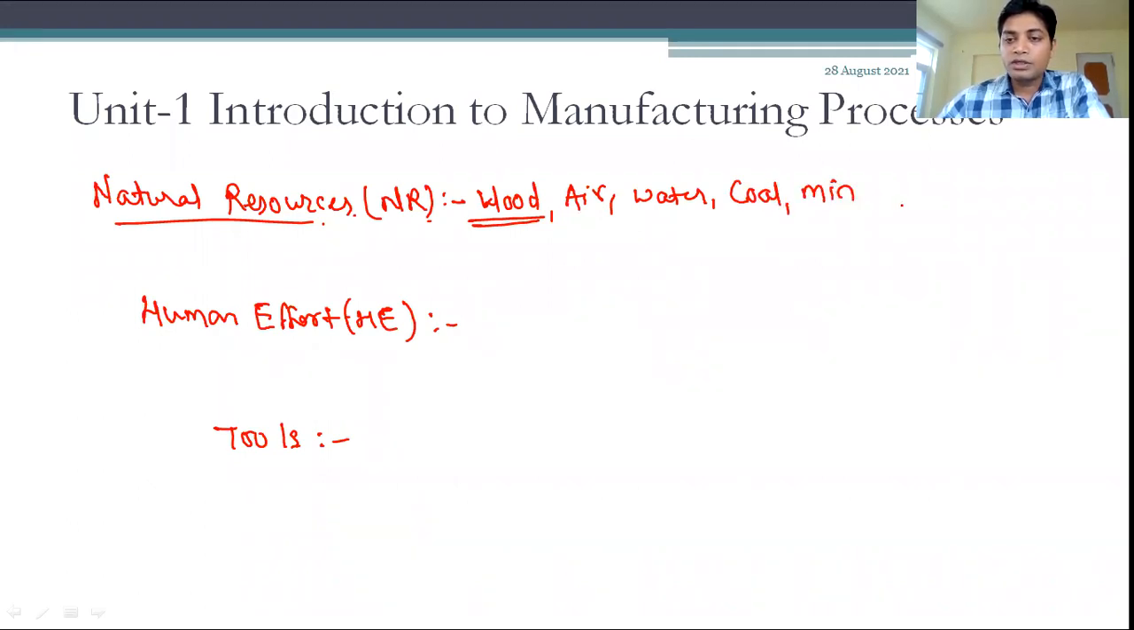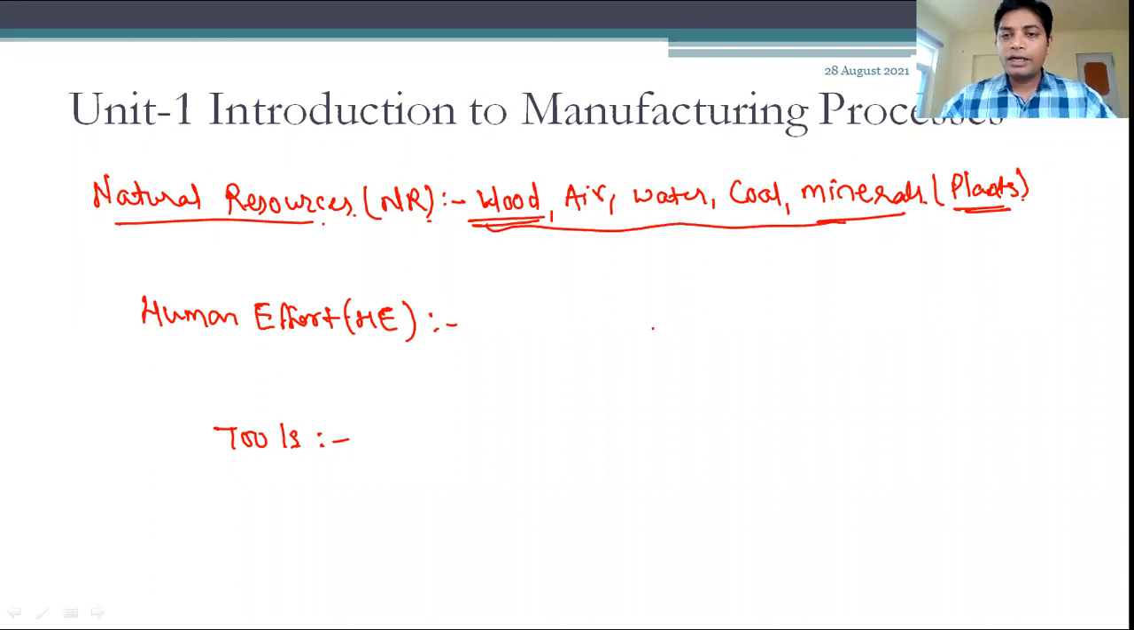Apart from this, there are other minerals and plants. If I'm talking about woods, there are different types of plants and animals. So that is natural resources. These are basically the natural resources. But if you are using the wood, how can we use it?